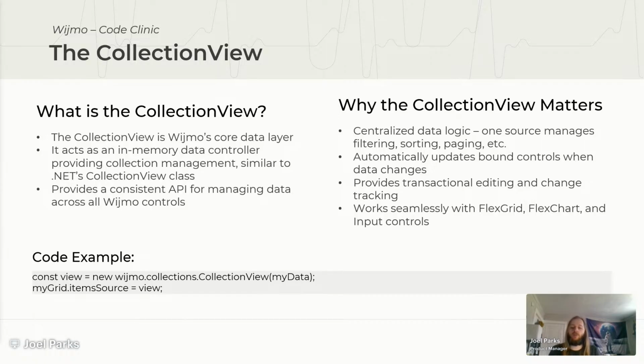As you can see here down at the bottom, we have a small code example. It's very straightforward to actually initialize a collection view. You simply create a new collection view object. You pass it some data, and then that collection view can be passed on to either one of Wijmo's controls or one of your controls as its item source.